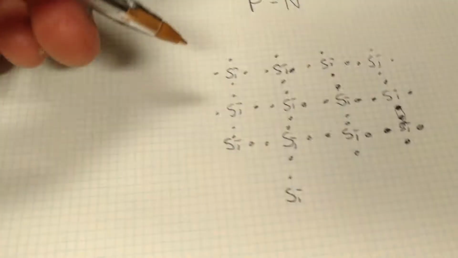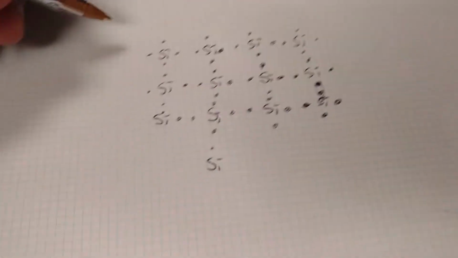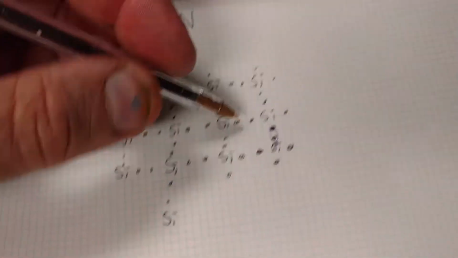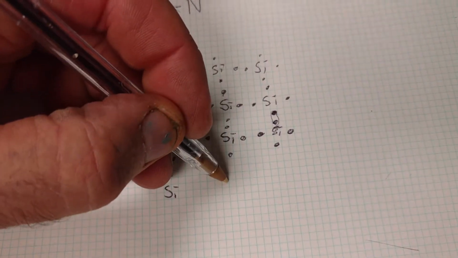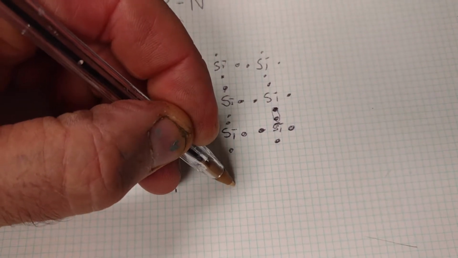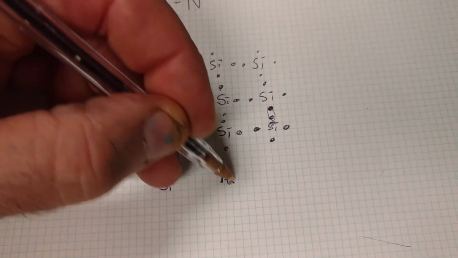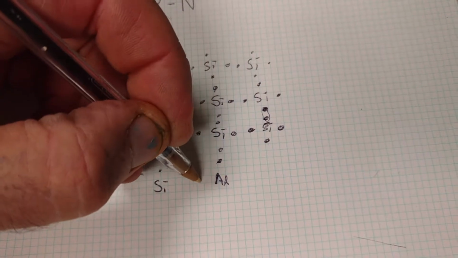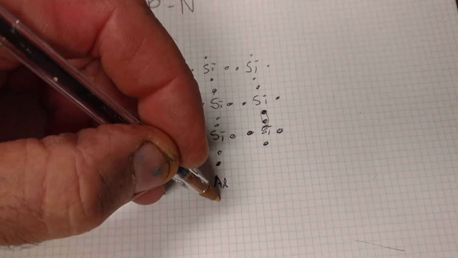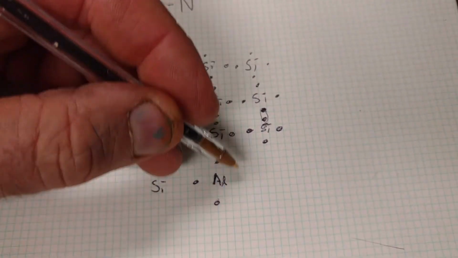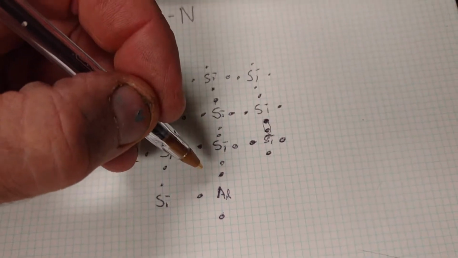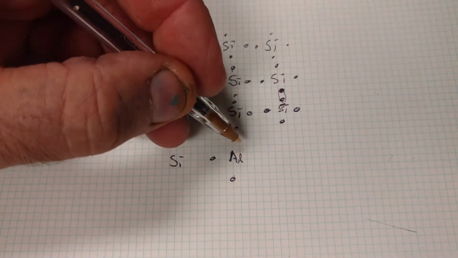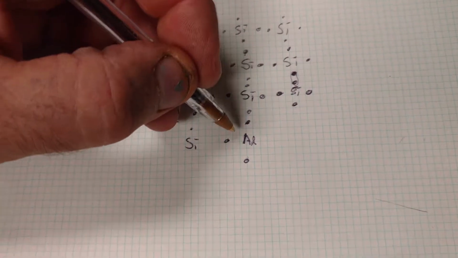Alright, how can we add an aluminum? Well, let's just do it. Al. It's got some electrons, but there's only 3. 1, 2, and 3 in the bonding electrons of this little feller.